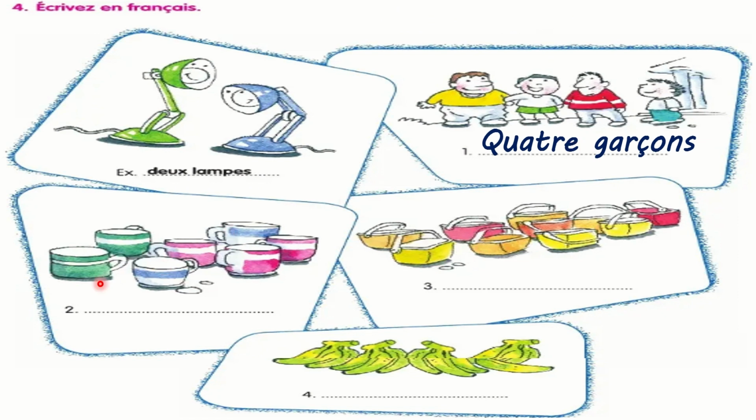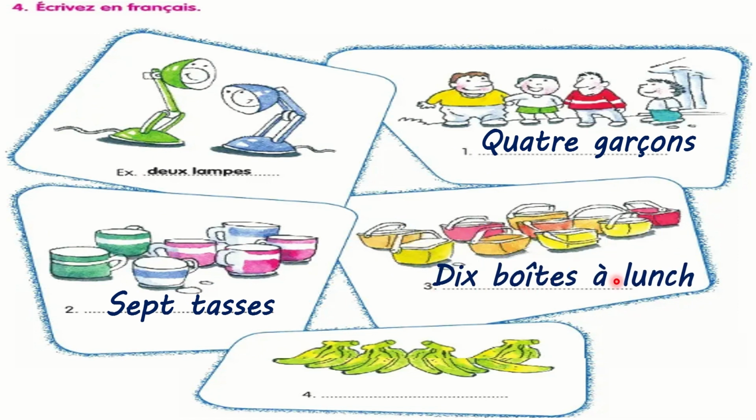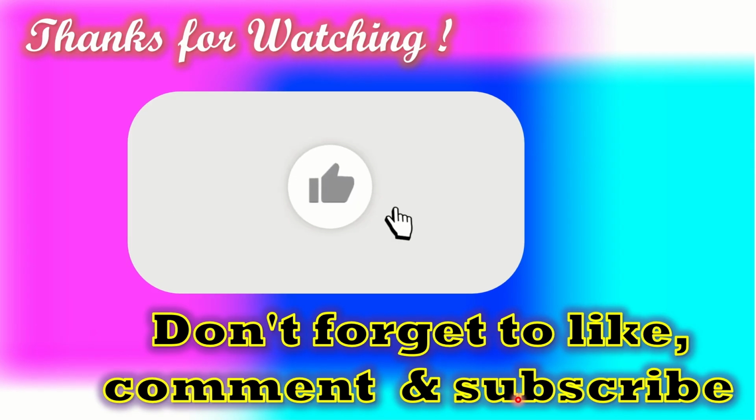Then we have cups. So the number of cups is 7. So there are 7 cups, 7 tasses. If we look at lunch boxes and count them, then there are 10 boîtes à lunch. That means 10 lunch boxes. And at last we have bananas, and by counting them we can see there are 13 bananas, which are 13 bananes.